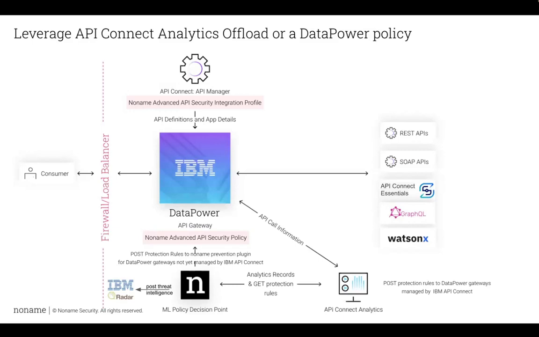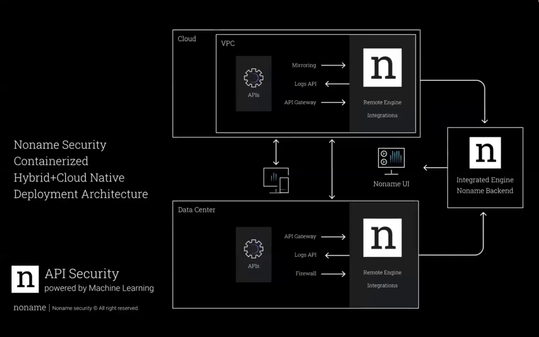We can also post threat intelligence alerts to your IBM QRadar SIEM so that your single pane of glass that your SecDevOps team is looking at has the updated information that Noname is discovering with near real-time speeds. The result is more signal and less noise in your SIEM.